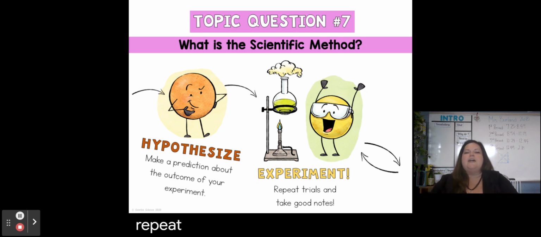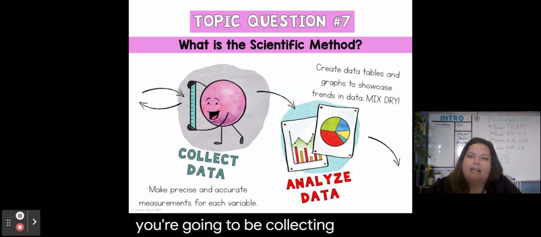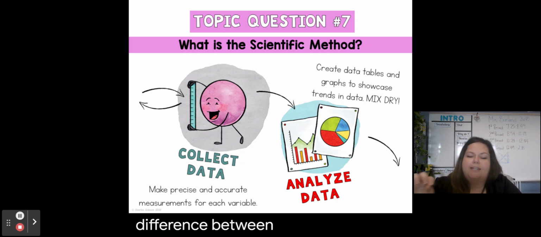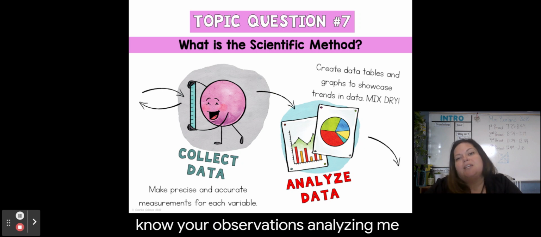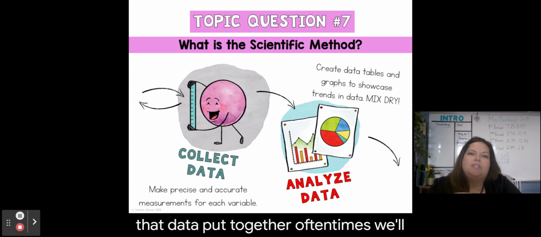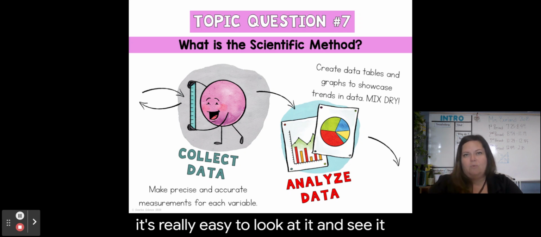Experiment: you're going to repeat trials and take good notes. You're going to be collecting the data as you're experimenting, again, with those precise and accurate measurements. After you collect the data, you want to analyze it. So the difference between collecting and analyzing: collecting means you're writing down the information, the numbers, and your observations. Analyzing means that you're actually looking at that data put together. Oftentimes we'll put it into a graph or a table so that it's really easy to look at and see right away.